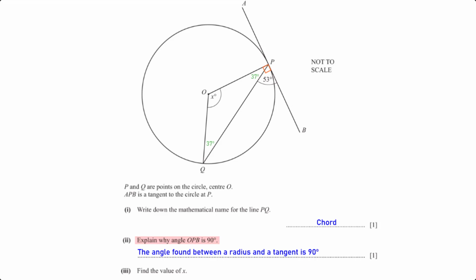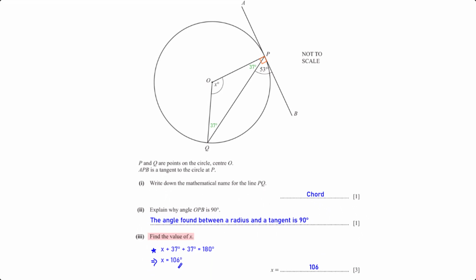Explain why angle OPB is 90 degrees. This is because the angle formed between a radius and the tangent is 90 degrees. Find the value of x. To get this angle, we subtract 53 degrees from 90 degrees, which gives us 37 degrees. Base angles in an isosceles triangle are equal. The sum of the angles in the triangle must add up to 180 degrees. So we have x plus 37 equals 180. When we make x the subject, we get x equals 106.